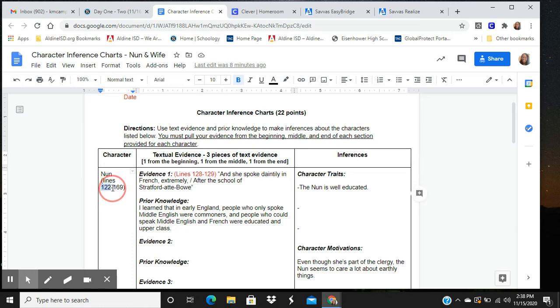So the nun section starts on line 122 and ends at line 169. And what I did was I pulled evidence from lines 128 to 129. So as you can see, that is close to the beginning of her section. So this is the one piece that's from the beginning.